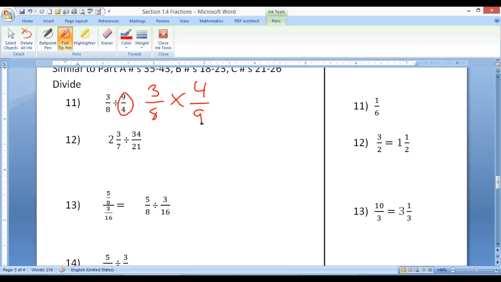It's up to you. Either way works. My personal preference is to simplify first and then multiply because then I work with smaller numbers. To simplify first, I can simplify any numerator with any denominator. So 3 and 9. I can simplify by dividing both of these by 3.